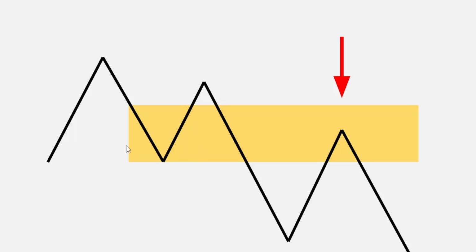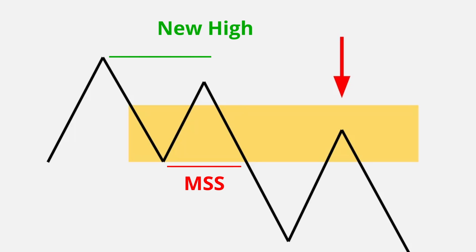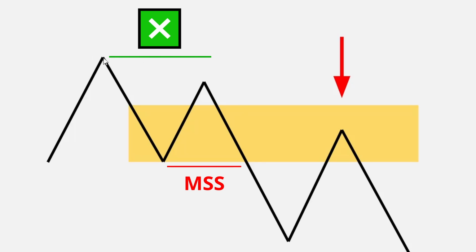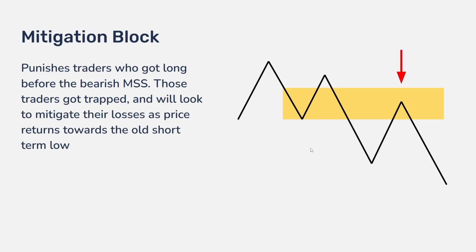So if we were looking at this as a breaker block setup instead, we would want to see this short-term high, create a short-term low, then run that high, and then create a market structure shift. But in a mitigation block scenario, we do not need to run this first high. The psychology of the setup is exactly the same.